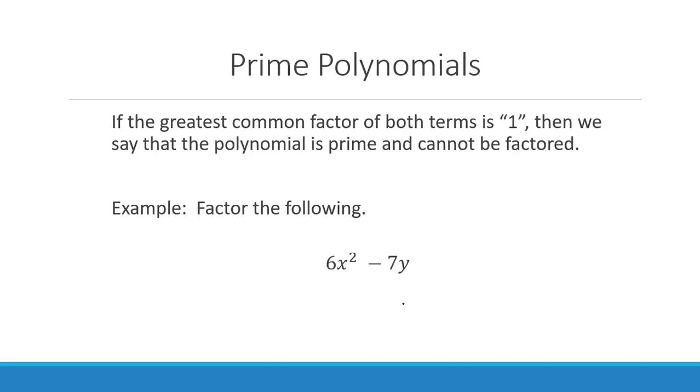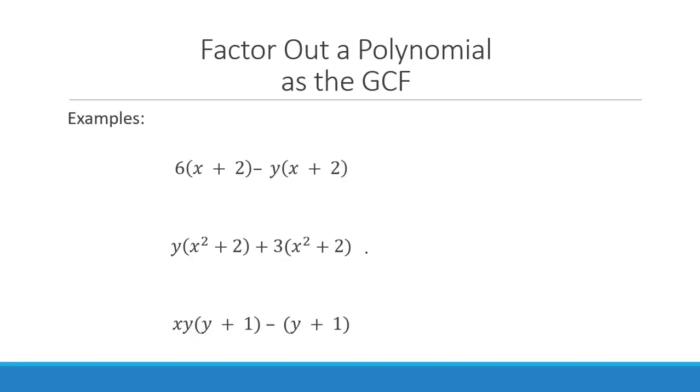All right, so let's take a look at one that some students are like, well, I don't know what to do at this point. Now, if you look at both of these, there's no number that would go into 6 and 7 other than 1. They don't have any variables in common, so you can't take out a variable. If you can't take anything out of these, and there's no other way of factoring that we talk about in this video that you can do, then you always have the option of putting prime. Prime means that this cannot be factored down any further, so essentially you're done.